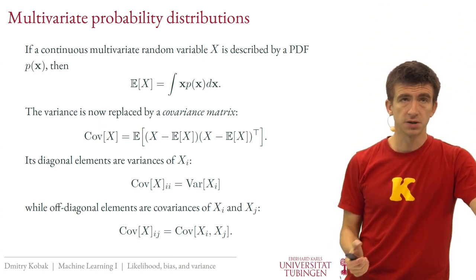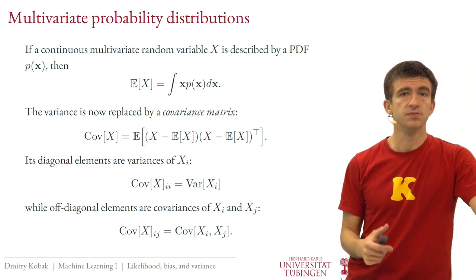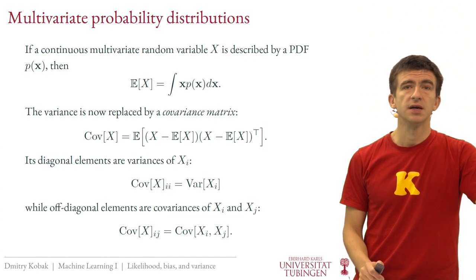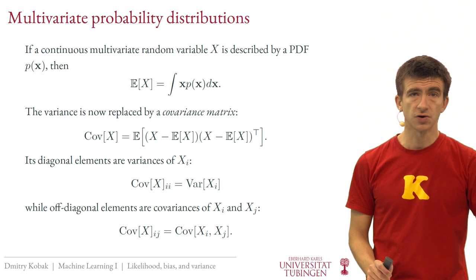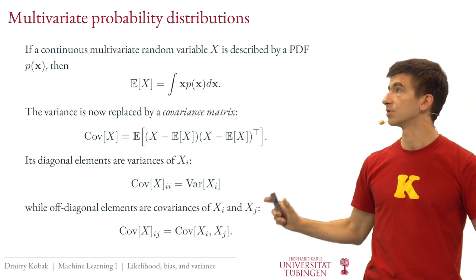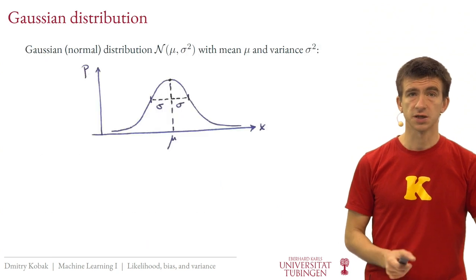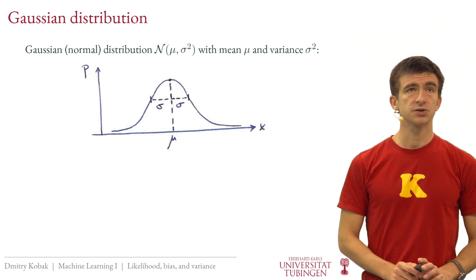We're going to talk a lot in this course about high-dimensional random variables, mostly Gaussian, and then we will be talking a lot about the covariance matrix. So make sure that you understand this definition and what it entails. Okay, so Gaussian distributions, that's the last thing we will need a lot today.